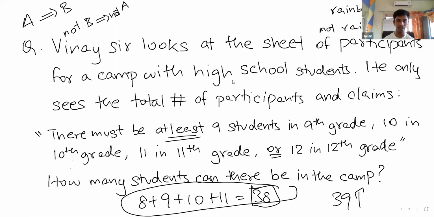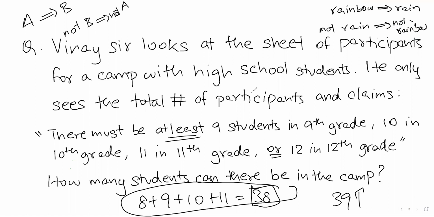So if Vinay sir is false, then there can be at most 38 students. The opposite of having at most 38 students is having more than 38 students, which is 39 or above. So if you have 39 or above, then Vinay sir cannot be false, so he must be true. So the answer is 39 or above, right? Did you all understand the solution?